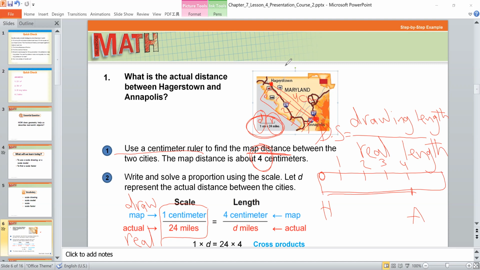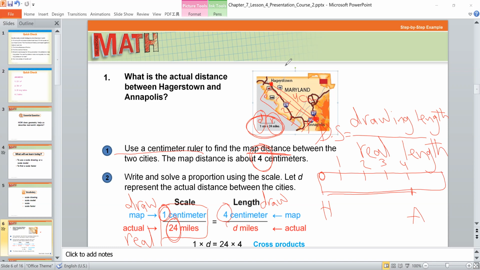I write them over each other. I will write this one here, Khaled, over each other: 1 here and 24 down here. Can you see this one? Now, because the 4 is the drawing, I will write it up. We said that the drawing scale is equal to drawing over the real.